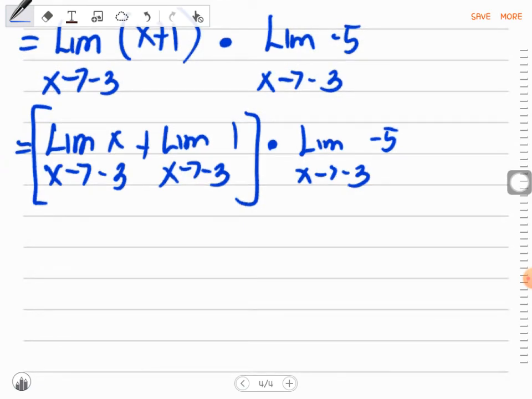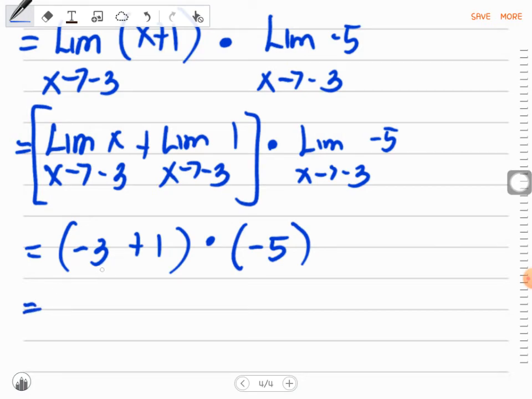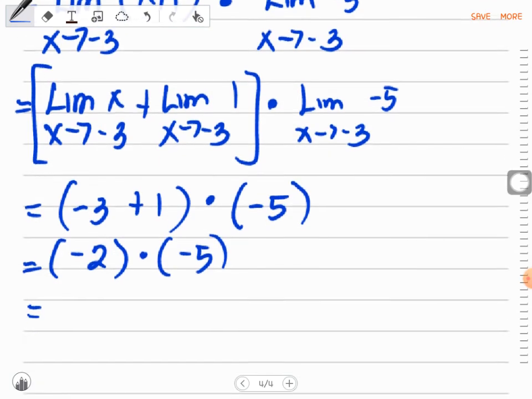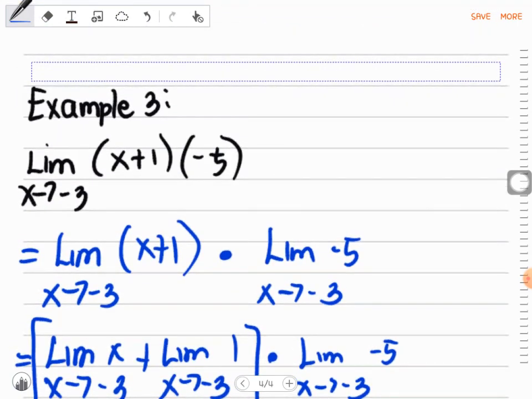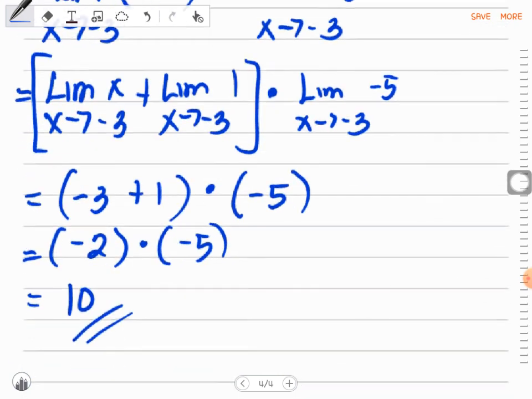Okay. So for this one, we have negative 3 plus 1 times negative 5. And they don't have the same sign, so the answer is negative 2. Subtract and copy the sign of the bigger number, which is negative 2, times negative 5, and you will get positive 10. That's the answer, right? The answer is positive 10. So, meaning that the limit of x plus 1 times negative 5 as x approaching negative 3 is equal to positive 10. That's the limit. Yun yung pinaka-limit nila in the condition x approaching negative 3.